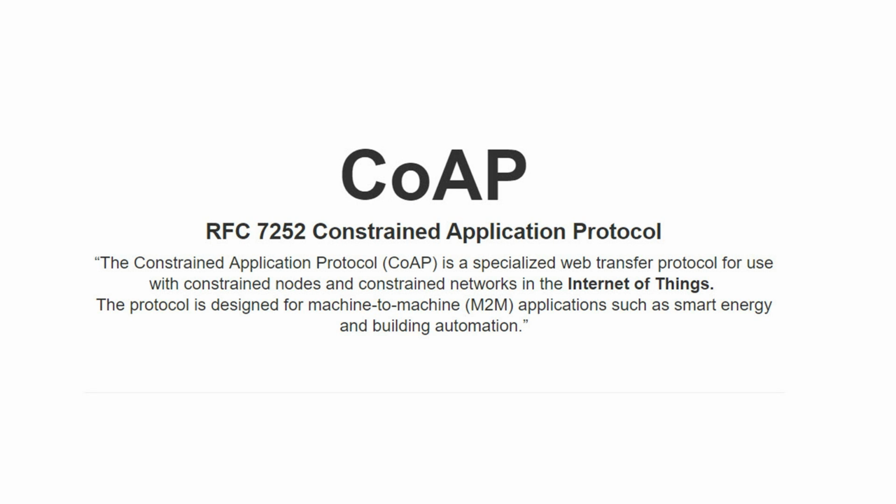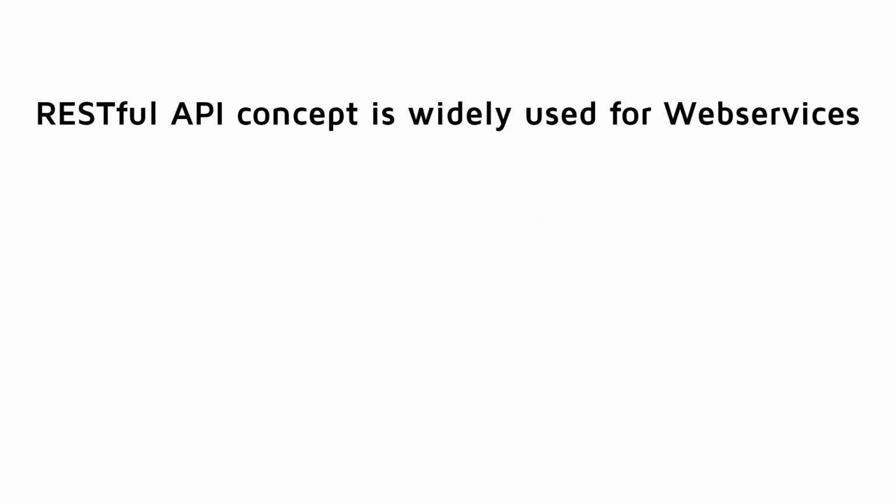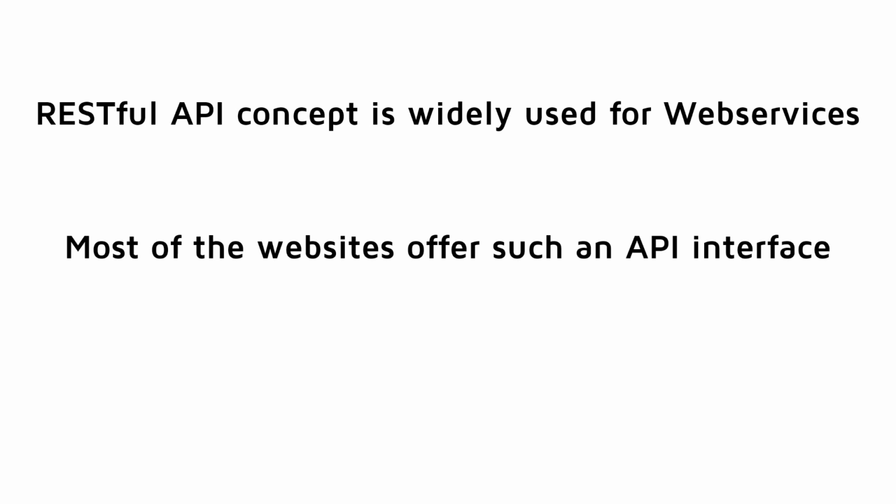COAP, or Constrained Application Protocol, has its roots in the well-known HTTP protocol, which is used for most of our web pages. But it is adapted to the needs and restrictions of small devices. So, it is somehow a competitor to MQTT. It uses the concept of RESTful APIs. This concept is widely used for web services. Most of the websites offer such an API interface. RESTful calls are easily recognizable if you look at the URL in your browser.